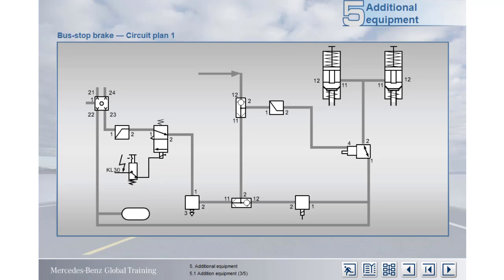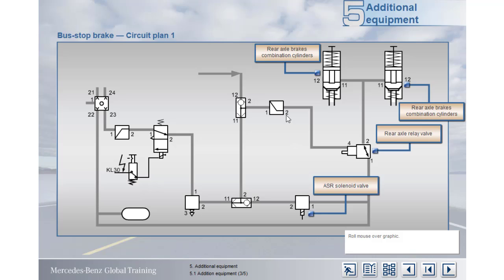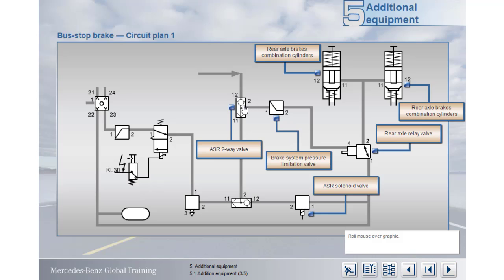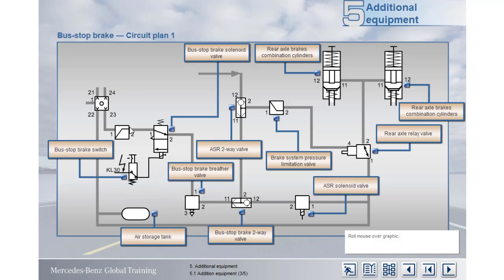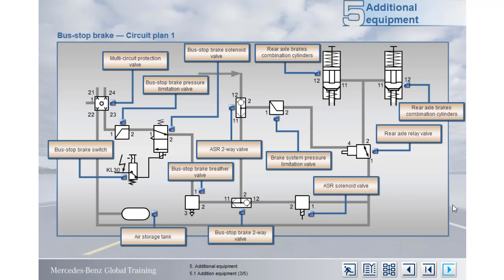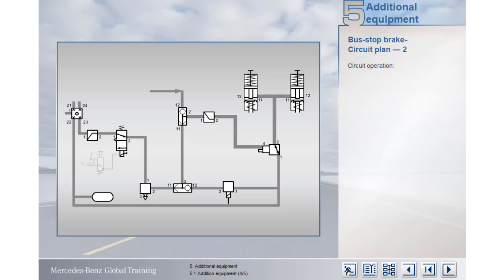Here's a pneumatic plan of the circuit. Note that the symbols in circuit plans of buses are slightly different to those used for trucks. Roll your mouse over the diagram to call up the names of the components. Now let's see how the circuit functions.